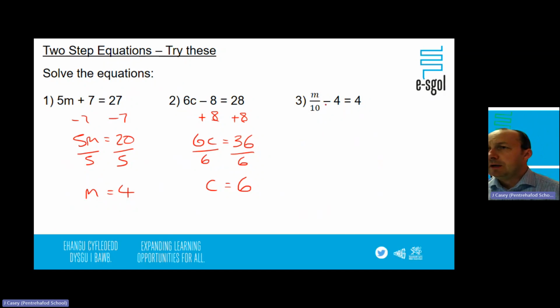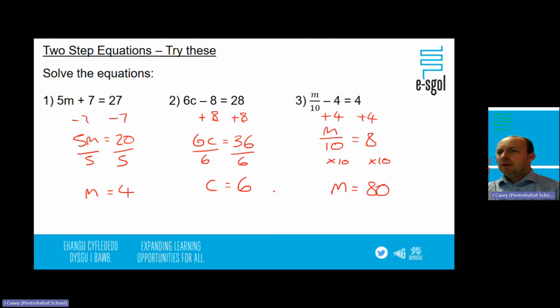m divided by 10, -4 equals 4. So I'm going to add on 4 here. I want to get rid of that -4. I want to get m on its own. That's the plan. So m divided by 10. I need to do 4 add 4 here, which is 8. So I've got something divided by 10 is 8. So I need to be timesing by 10 really to get rid of what looks like a fraction. Times by 10 both sides. So I've now got m on its own, and the value of m is 80.